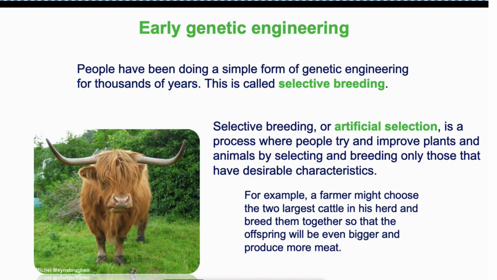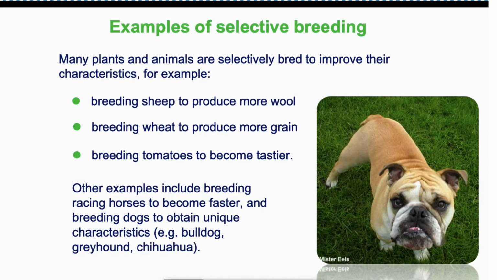So, early genetic engineering. People have been doing a simple form of genetic engineering for thousands of years. This is called selective breeding. Selective breeding, or artificial selection, is a process where people try to improve plants and animals by selecting and breeding only those that have desirable characteristics. For example, a farmer might choose the two largest cattle in his herd and breed them together so that the offspring will be even bigger and produce more meat.